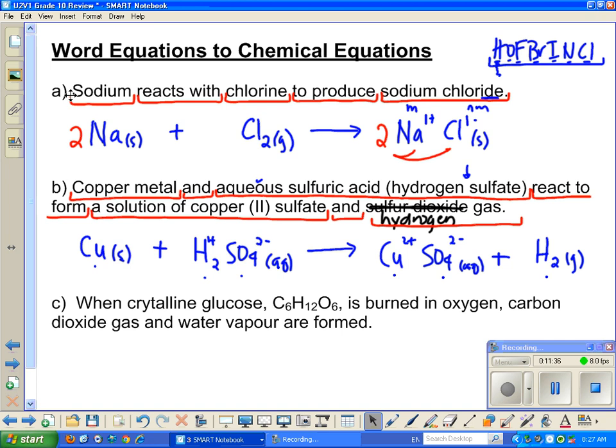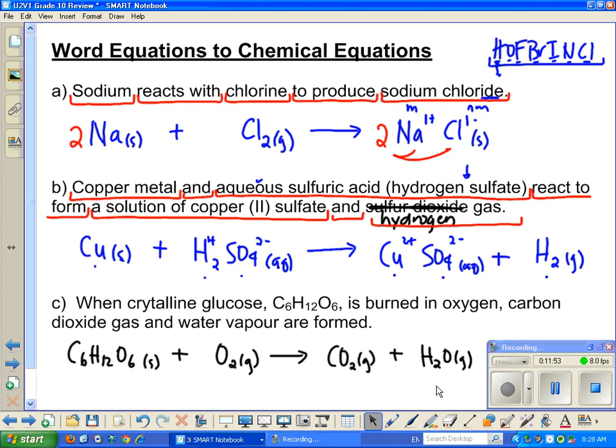I invite you to pause the video at this point and see if you can break down word equation C. Take the time to block it out and to replace it with symbols as required, and then unpause it and see how you did. Okay, compare your answers with mine.